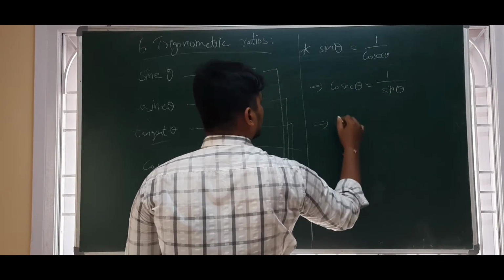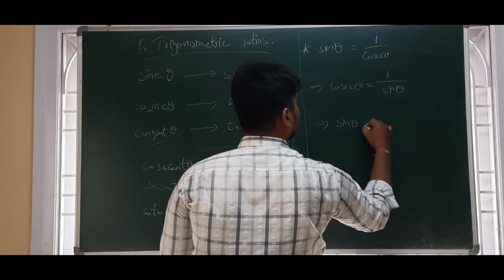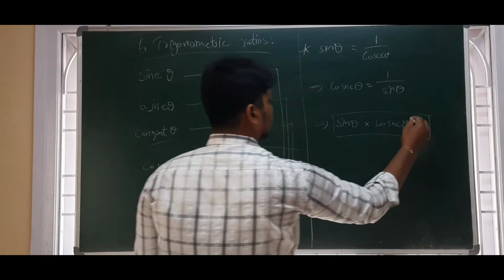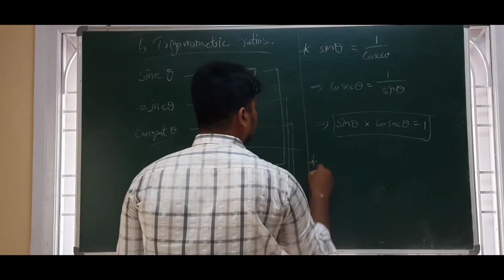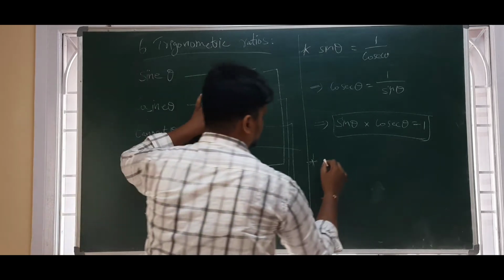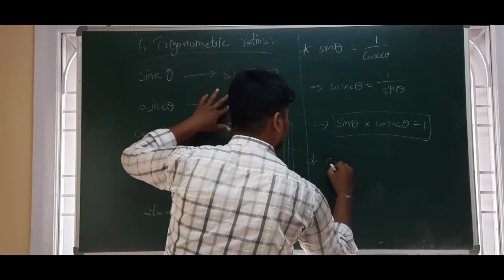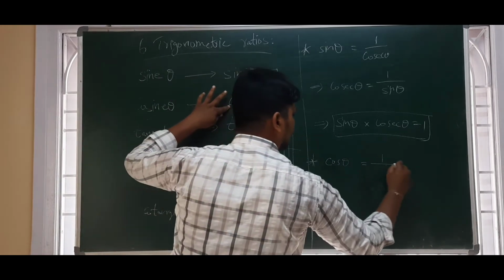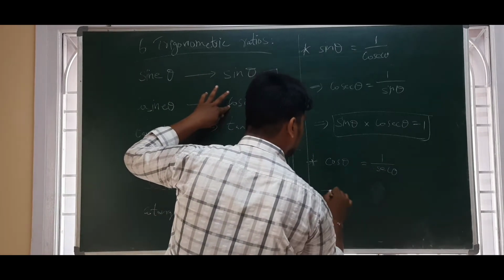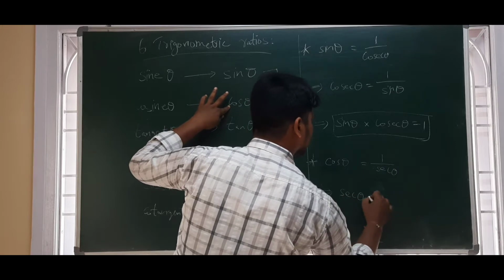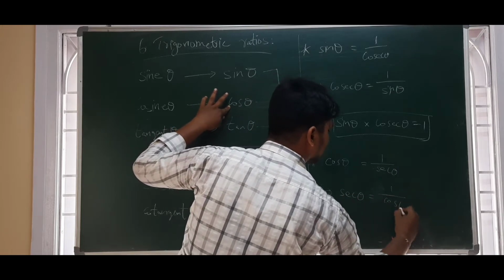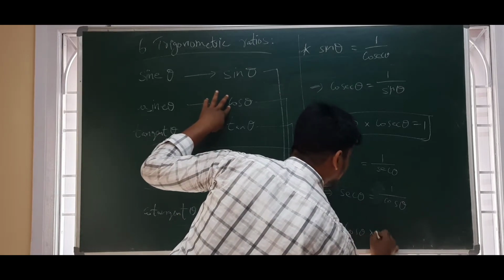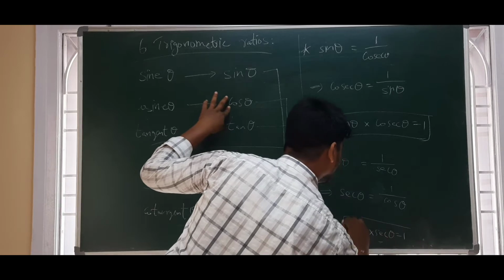From this, sin into cosecant is equal to one. This is one, and second one, cos theta is equal to 1 by secant theta. Secant is equal to 1 by cos, and cos into secant is equal to 1.